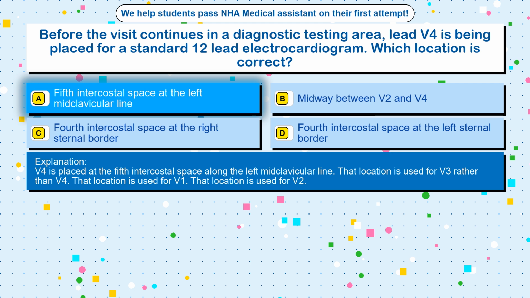V4 is placed at the 5th intercostal space along the left midclavicular line. That location is used for V3 rather than V4. That location is used for V1. That location is used for V2.